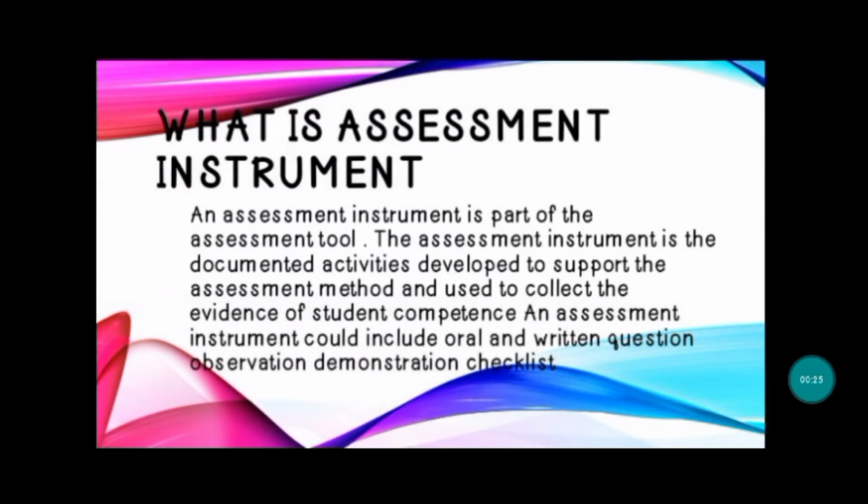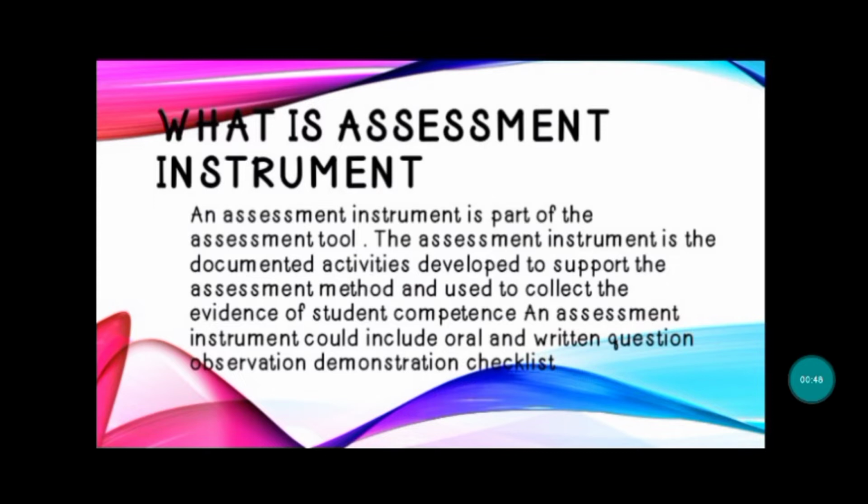An assessment instrument is part of the assessment tool. The assessment instrument is the documented activities developed to support the assessment method and used to collect the evidence of student competence. An assessment instrument could include oral and written question, observation, demonstration, and checklist.